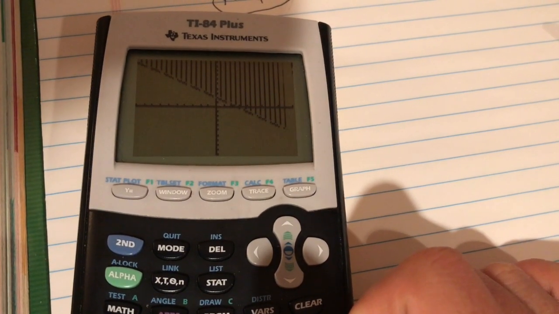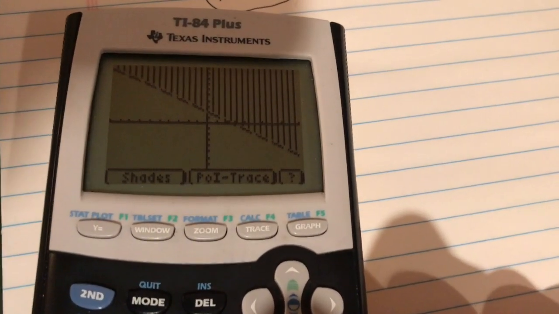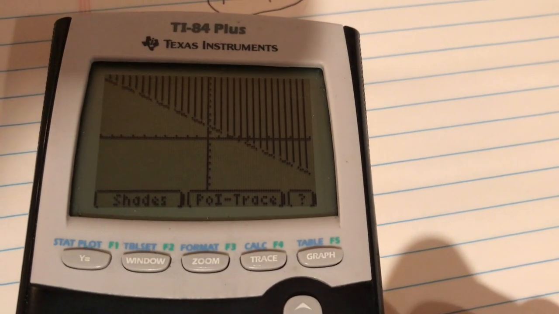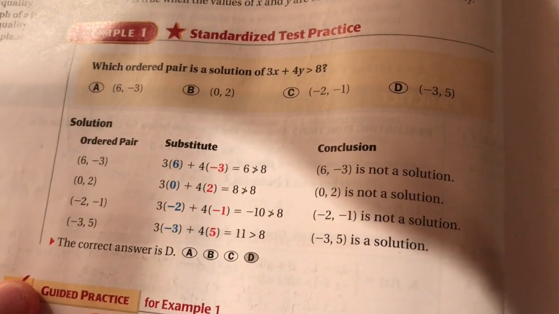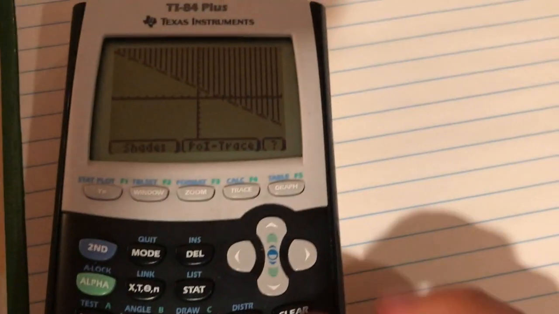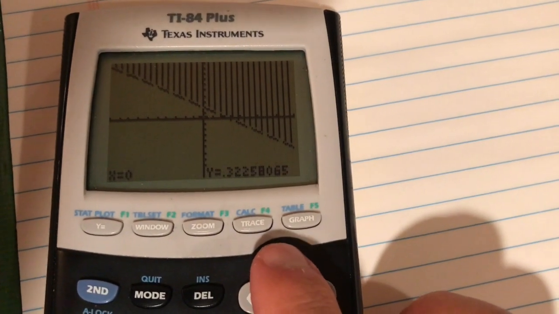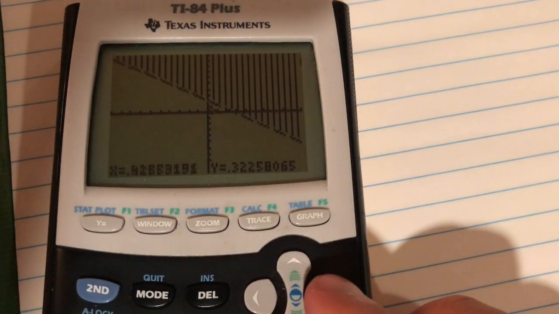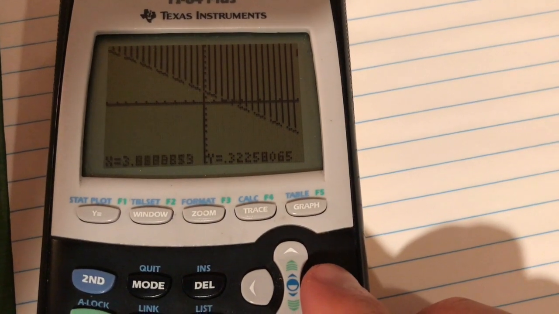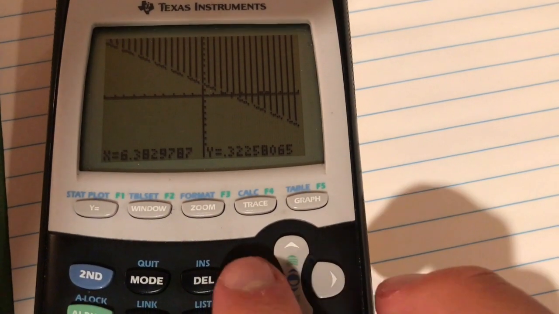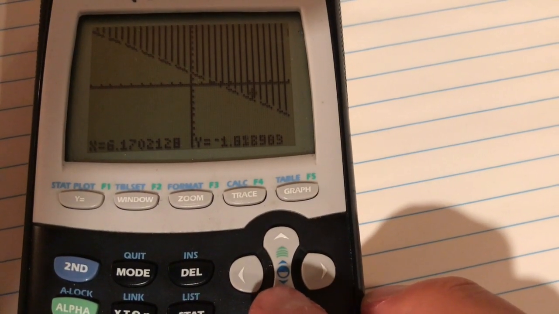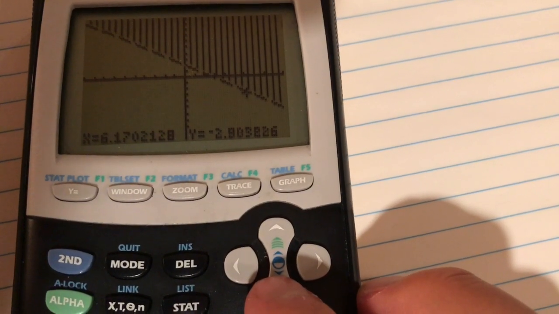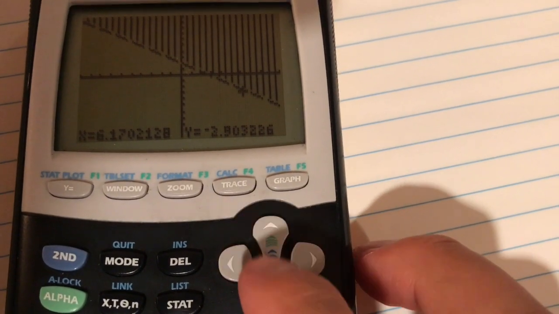Ooh, very good. So from here, one thing we can do is look to see which of those original points in our question are in the shaded region. So let's check (6, -3). We can just use our cursor. Let's go over to 6, 3, 4, 5, 6, and -3. Ooh, it's going to be right on the edge there.